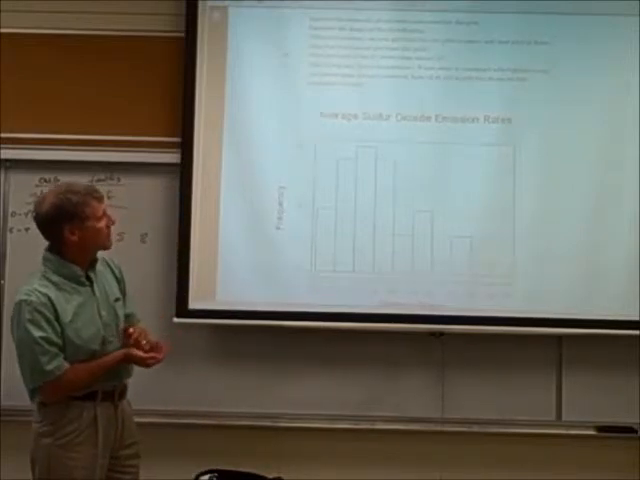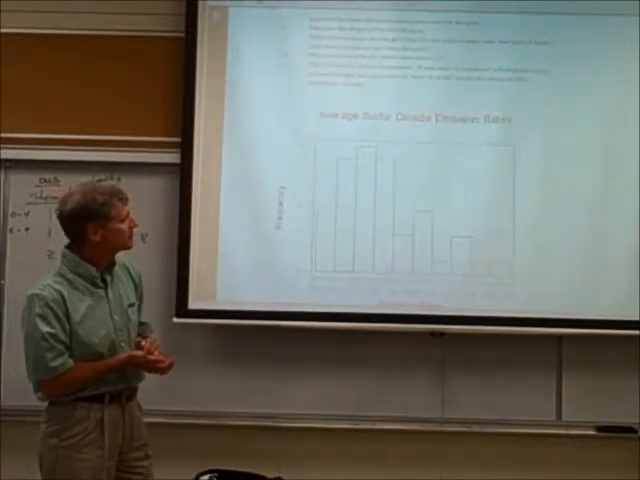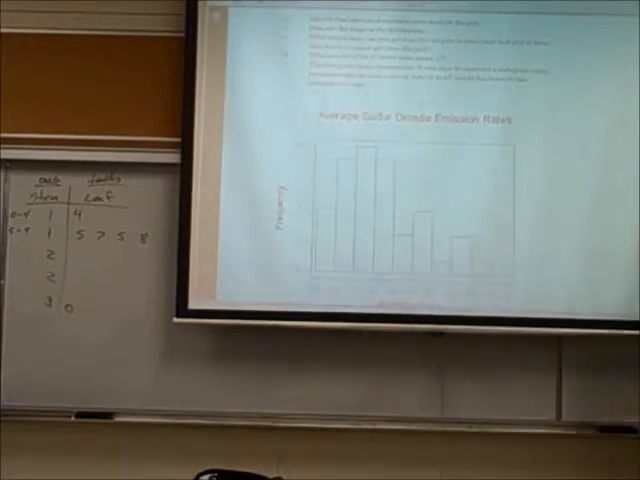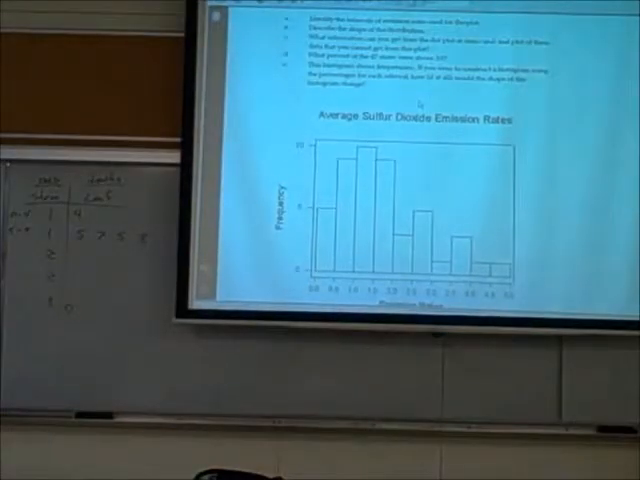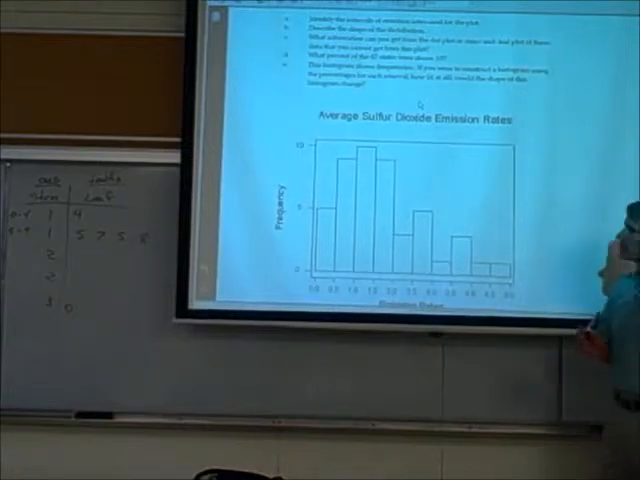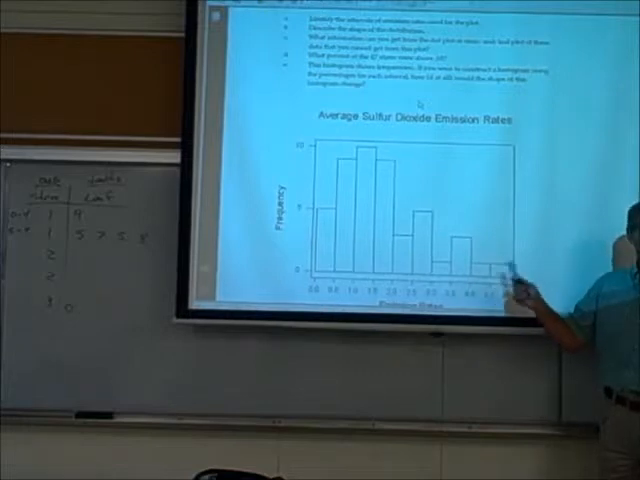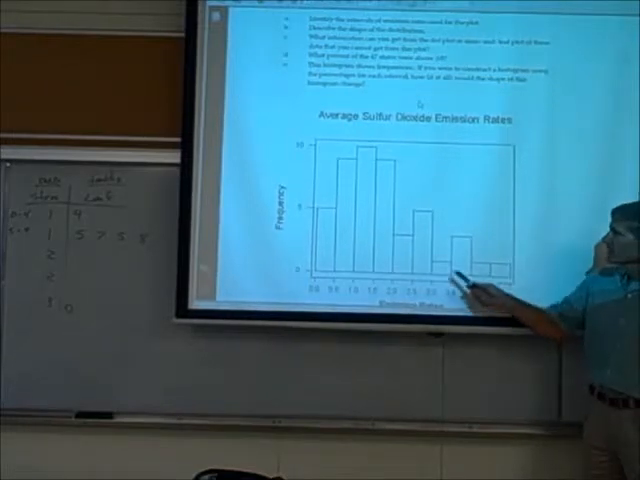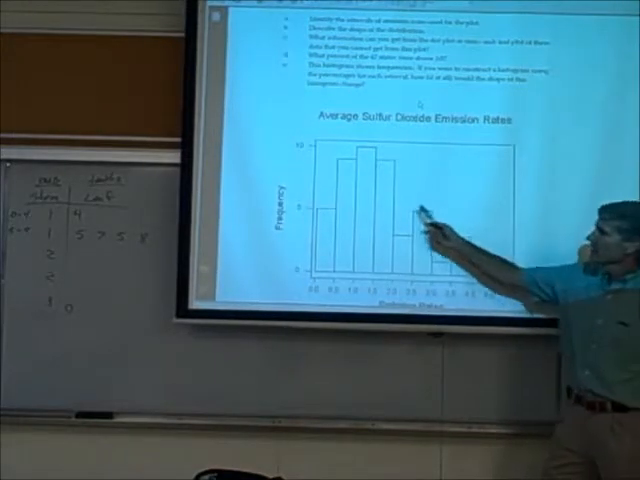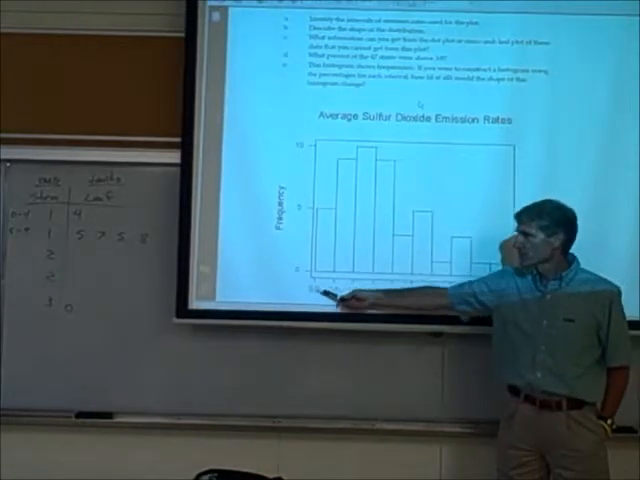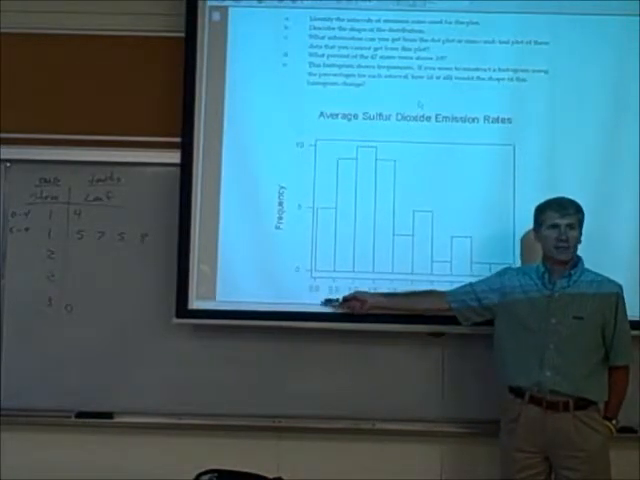Part B, describe the shape of the distribution. It might help if I get into the light, I guess. Describe the shape of that distribution. Skewed to the right. Don't say bell-shaped. You'll miss points. It has a longer tail off this side than it does over here. And notice there's a natural wall at 0. You can't have emissions that are negative.